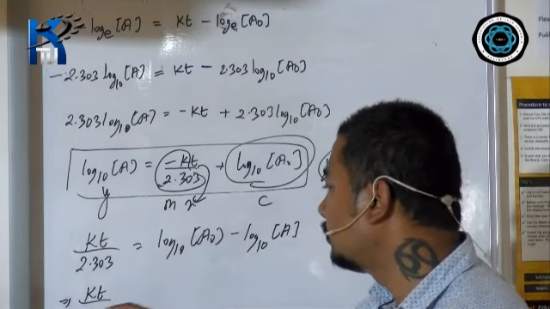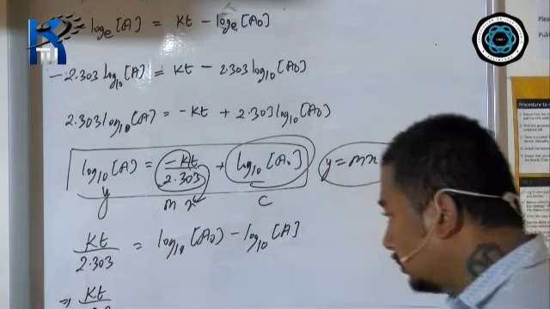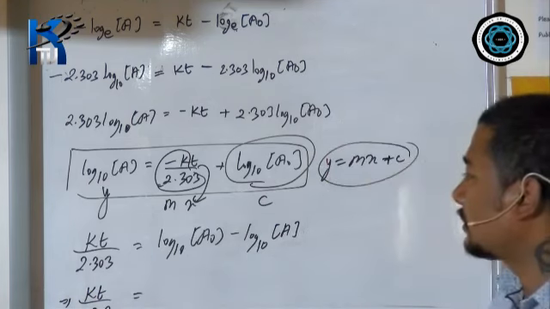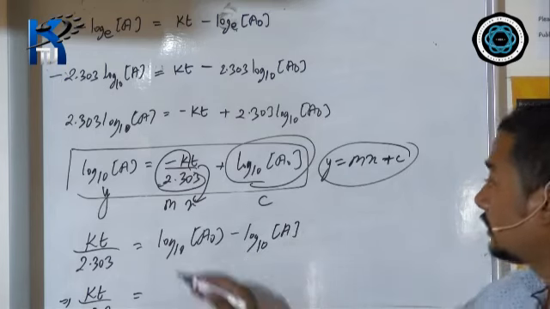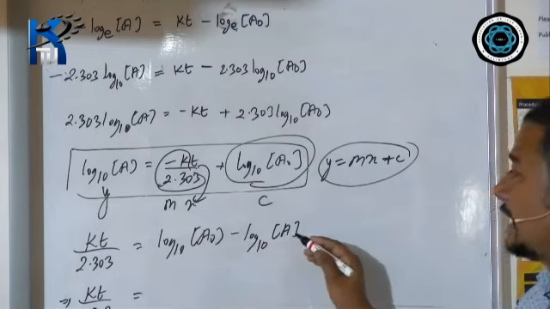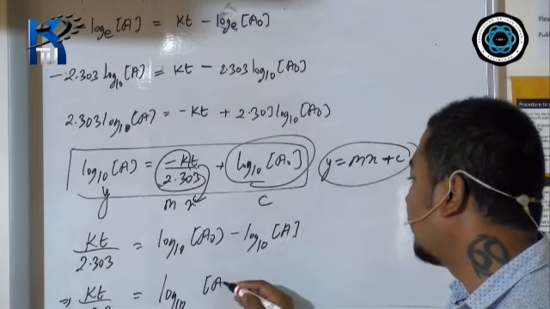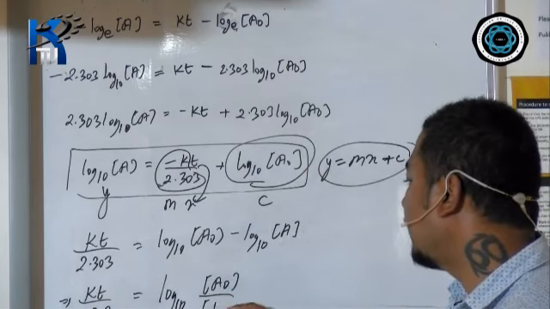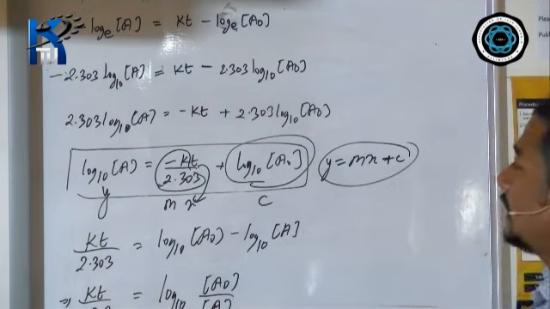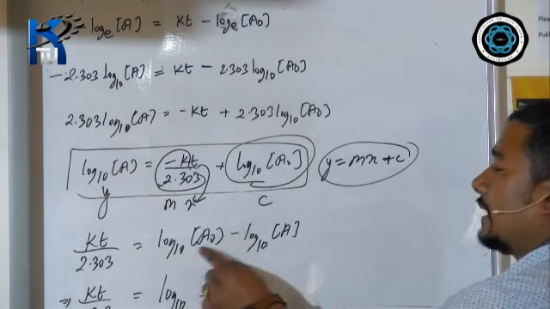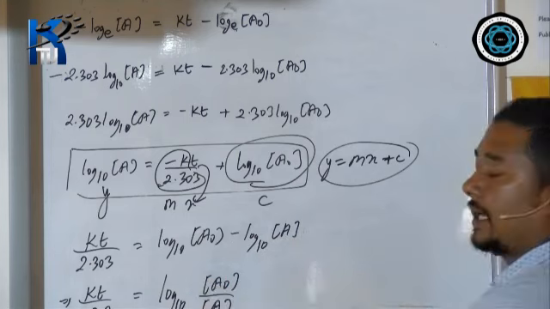kt upon 2.303 is equal to, now here you use the log property, log m minus log n. So log m minus log n means log to the base 10 m by n. I repeat the formula, log m minus log n means log m by n.